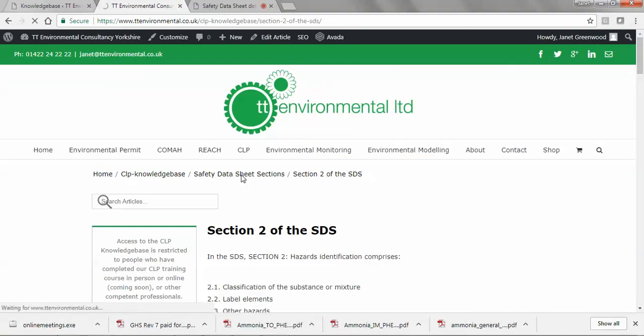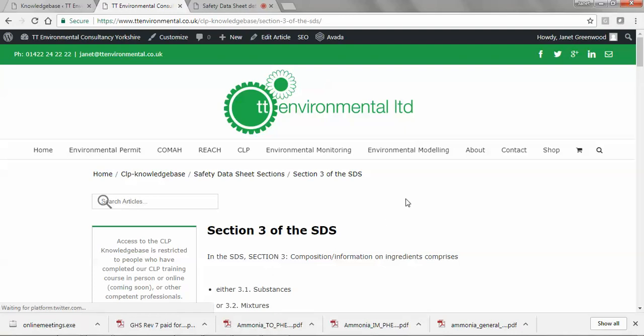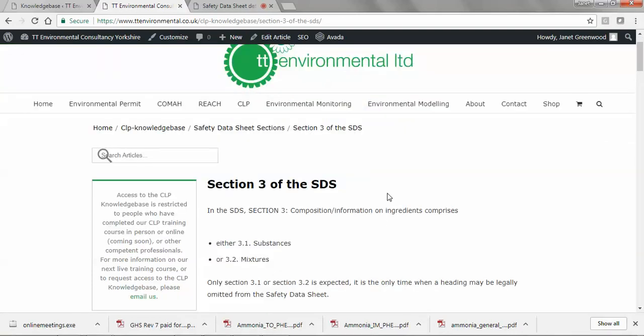Time for section 3 then. Hopefully it's not going to take so long to go through. Some of these sections are more serious than others. Section 3 of the SDS. This is a bit you can omit. You're either 3.1 substance or 3.2 mixture.